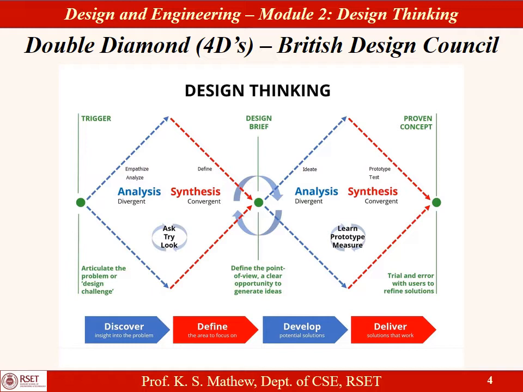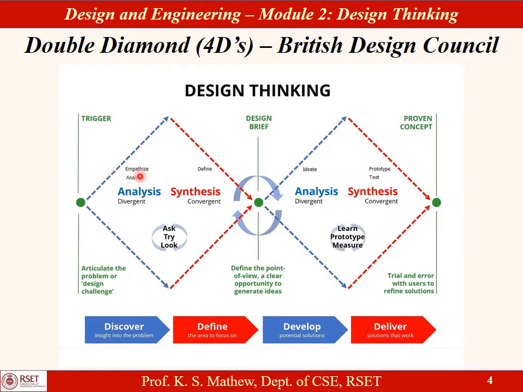So you can see two diamonds. The first diamond represents the problem domain, and the second diamond represents the solution domain. In the problem domain as well as in the solution domain, there are two phases. One is a divergent phase. On the left side, you can see the divergent phase, where the arrows are diverging. And then there is a convergence. This is the problem domain. Now you have the solution domain. Again, there are two phases, divergence, then convergence.